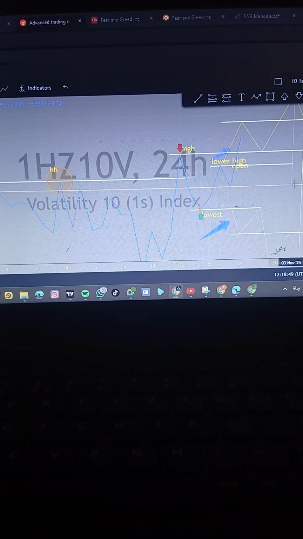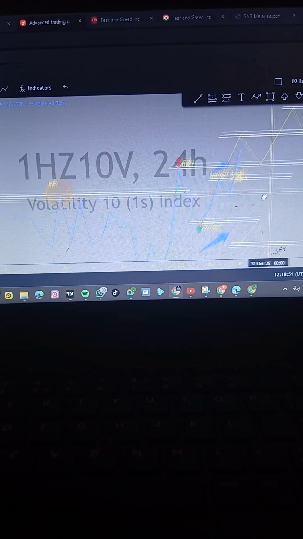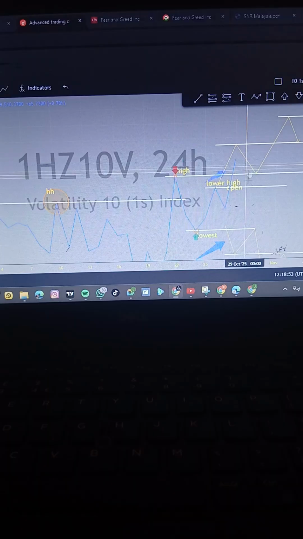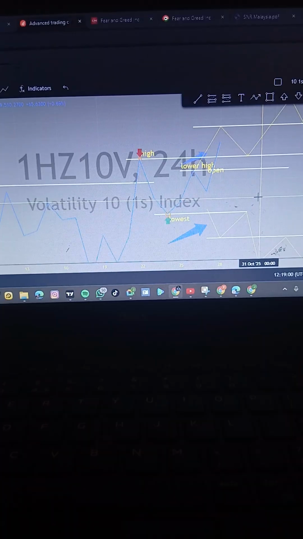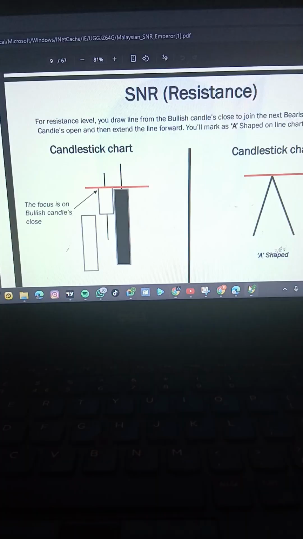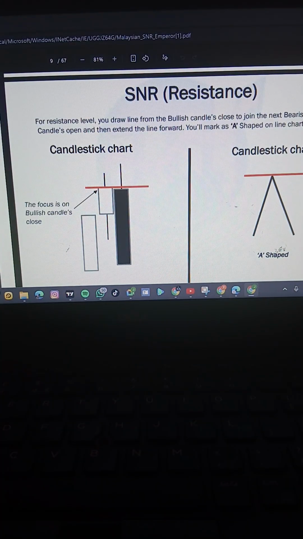We knew this was creating higher prices. It had to come and create a new high. Now let us mark this A shape, because these are the patterns that I'm noticing here. You see here, it is saying you'll mark an A shape on a line chart. So this is a basic thing that you should be having at the back of your mind from now.